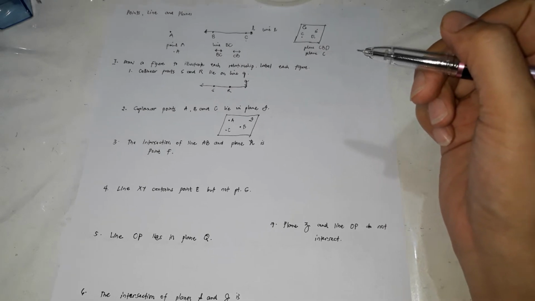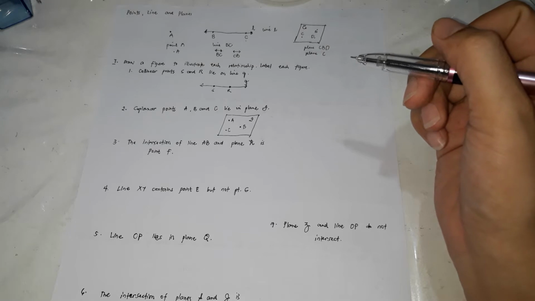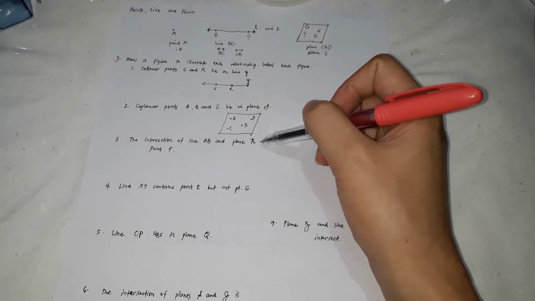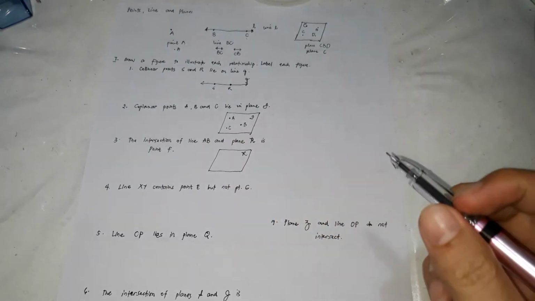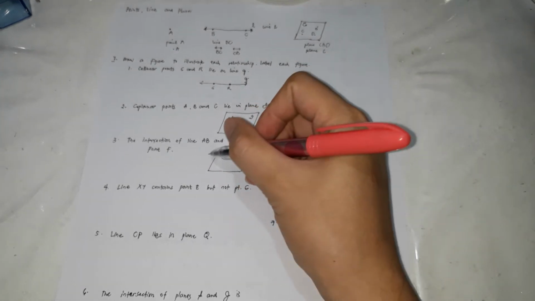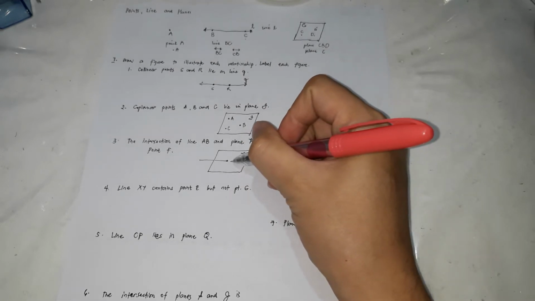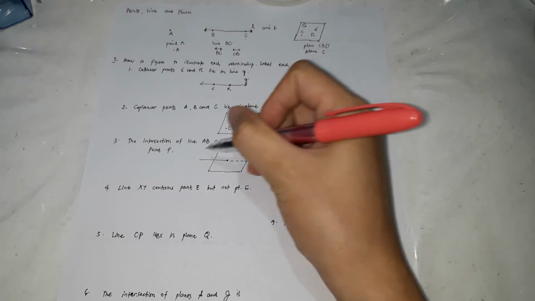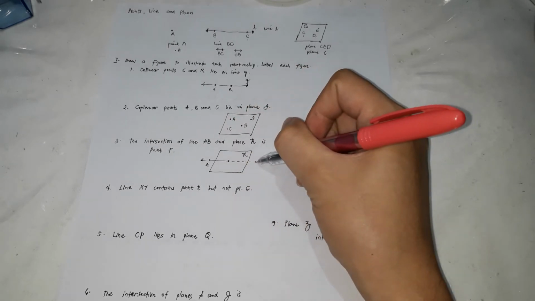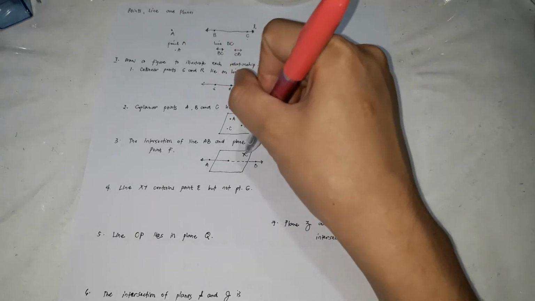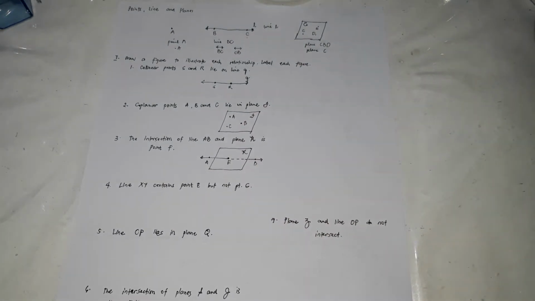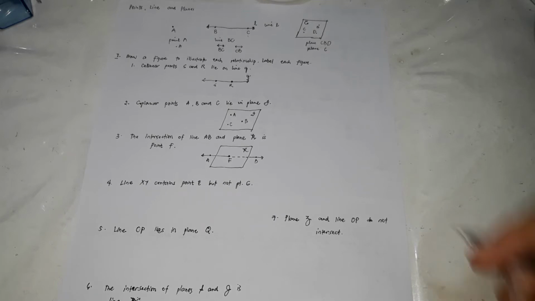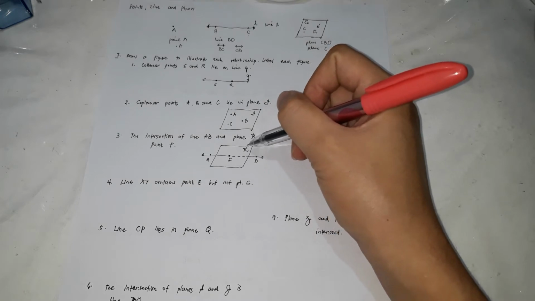Number 3: the intersection of line AB and plane R is point F. Intersection means they meet. So line AB and plane R meet at point F. If this is plane R, line AB passes through it, piercing plane R. The point where it pierces is the intersection, point F. You could draw it however you like, depending on the perspective. The broken lines mean that part is behind plane R.